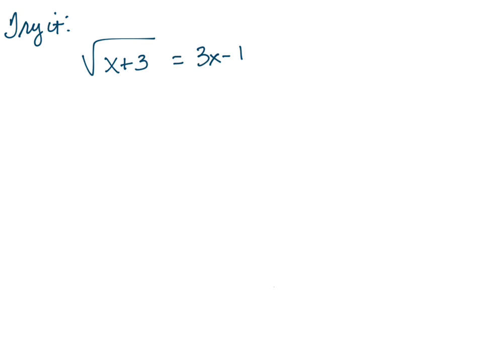Okay, so now we want to raise both sides to the nth power. In this case, the n would be 2, because we don't see a little number in the index. So we're going to square both sides. We're squaring both sides, which means everything on the right side. So I put parentheses and raised it to the squared power.